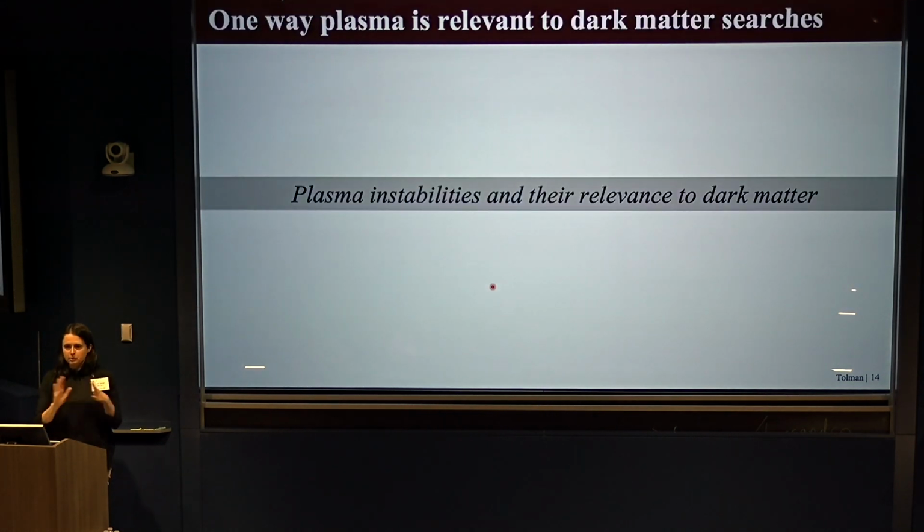All right, so I've given you a rough 10-minute introduction to all of plasma physics. So now we're going to move on and describe how the physics that we've discussed previously can be relevant to dark matter searches. So we'll start by describing plasma instabilities and their relevance to dark matter.